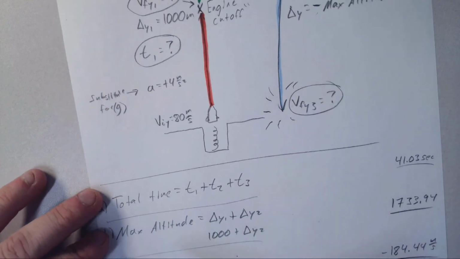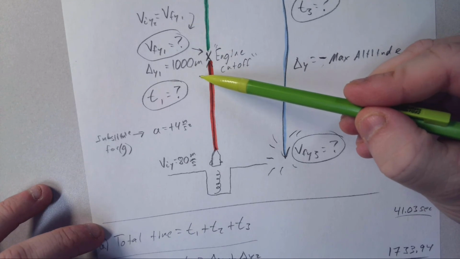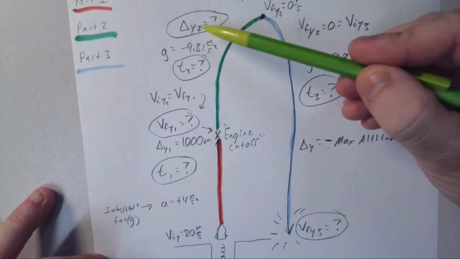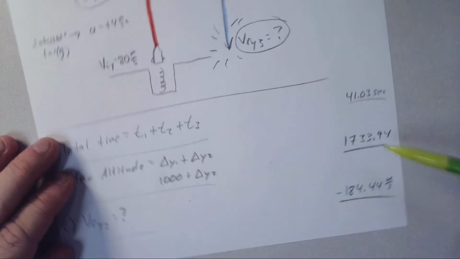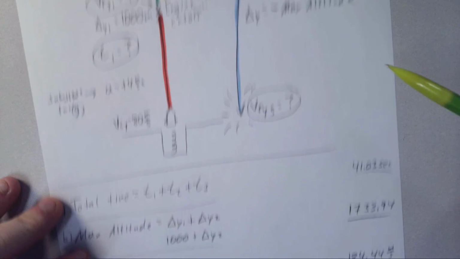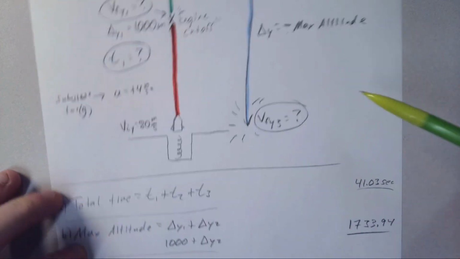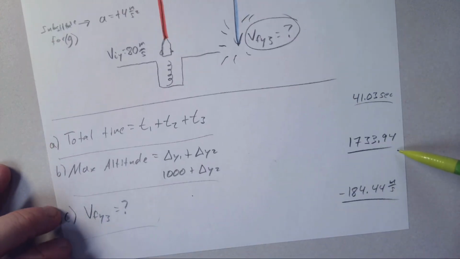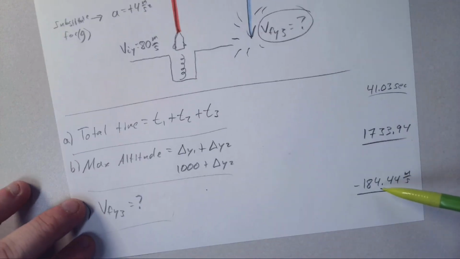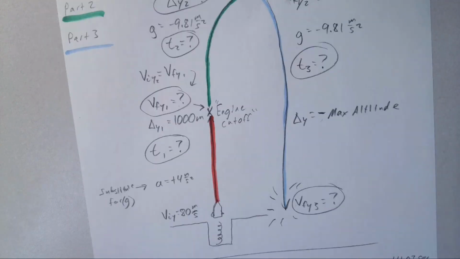Your max altitude we just talked about is your delta y1, that's how far it went at the end of cutoff, plus whatever your delta y2 is. Once again, that should be positive. Your max altitude, we're measuring upwards, as opposed to this one where we're measuring the displacement, is 1733.94. And as we talked about, you find the final velocity when it hits the ground there. So that should be enough of an explanation.